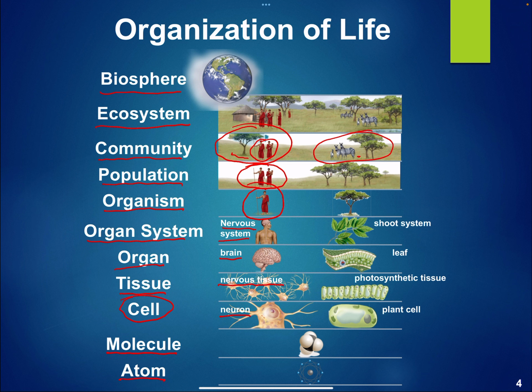So now, if we look at this organization of living things, the most inclusive structural level is going to be the biosphere, while the most exclusive structural level is going to be the atoms. So I expect you to know, when given a number of levels of organization, which one is the most inclusive and which one is the most exclusive.